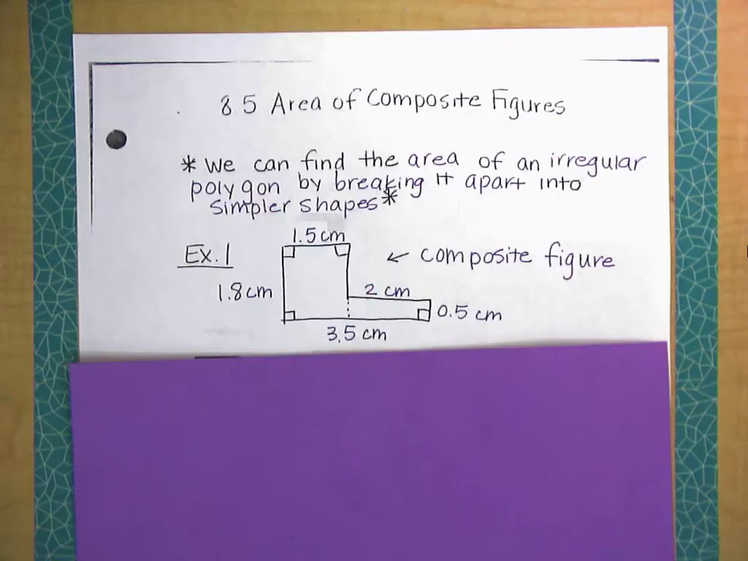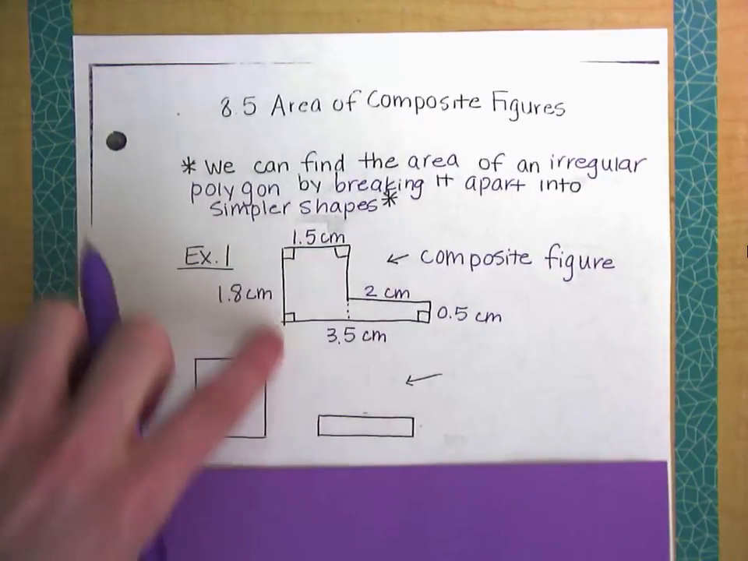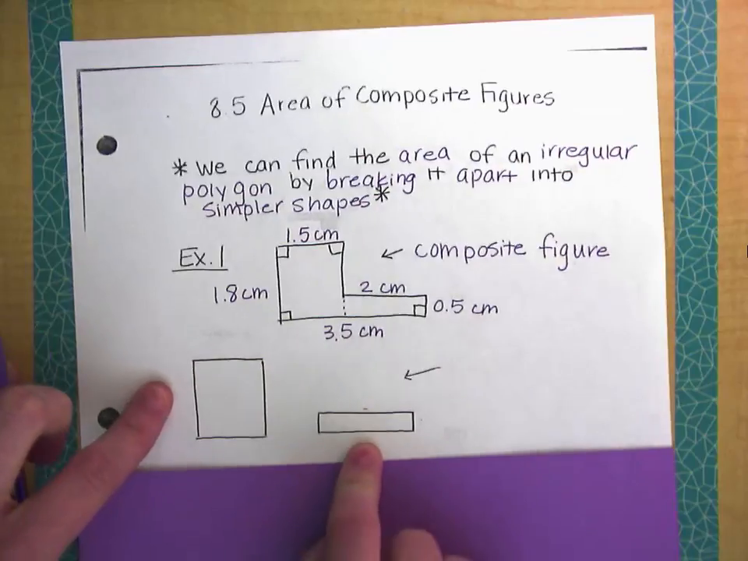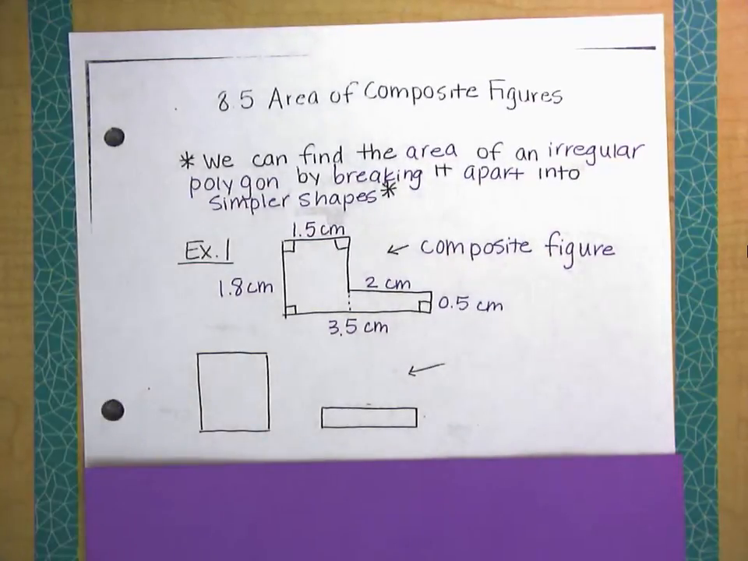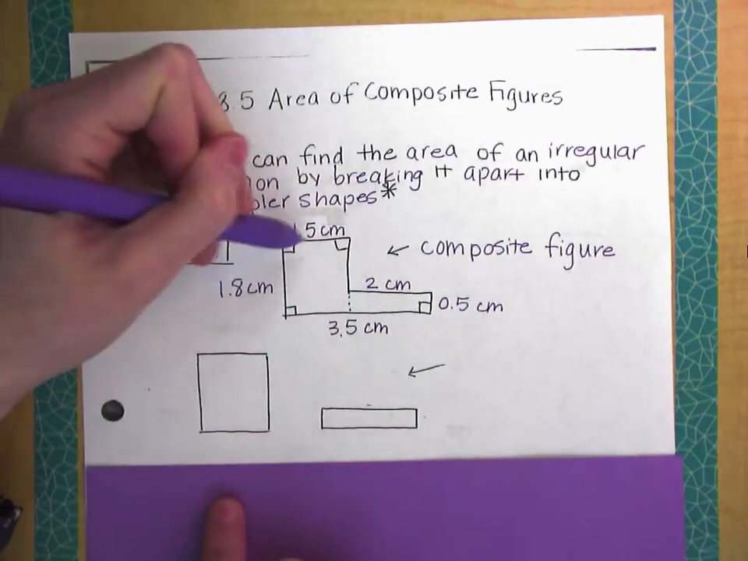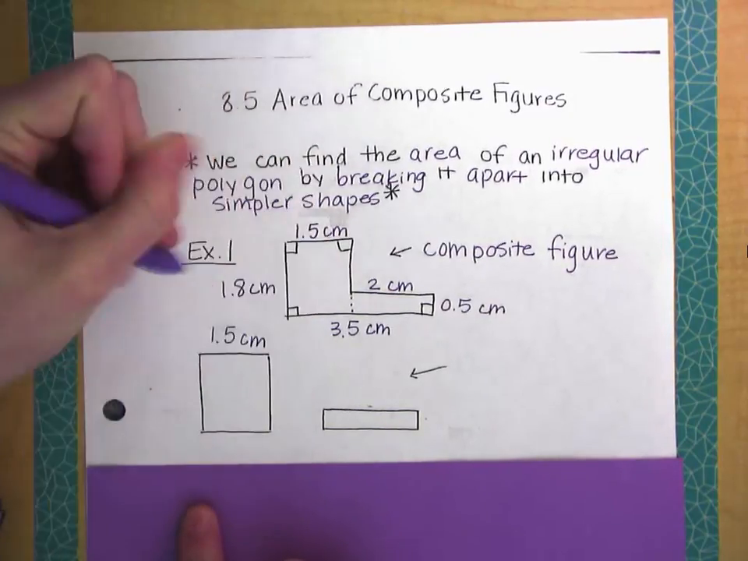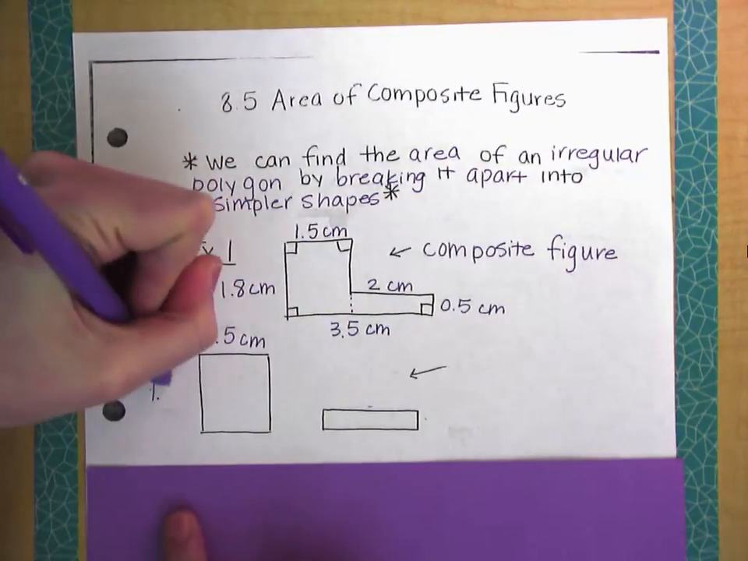Alright, so we've got our composite figure, and in order to find the area, we want to break it apart into 2 different shapes. So when we do that, instead of these being connected, we're just going to break them apart. Okay? Now it's pretty clear, we can still see the measurements for this rectangle here. It tells us that the width is 1.5 centimeters and the length here is 1.8 centimeters.